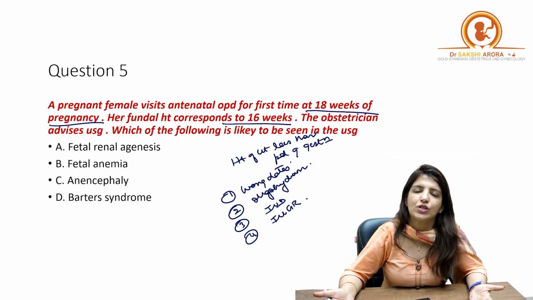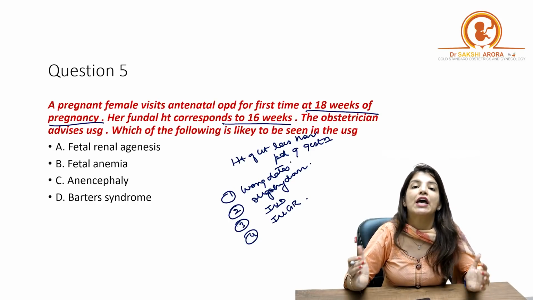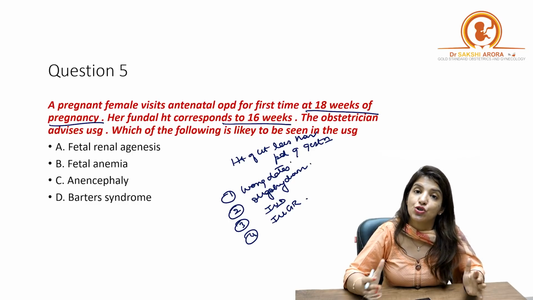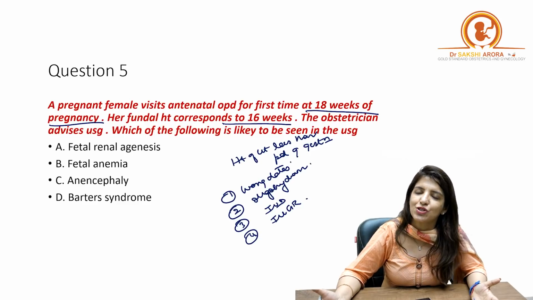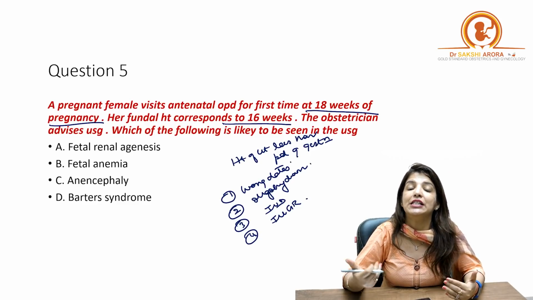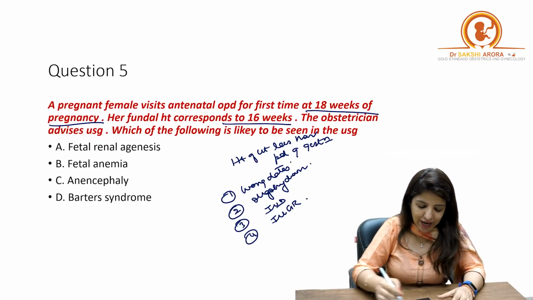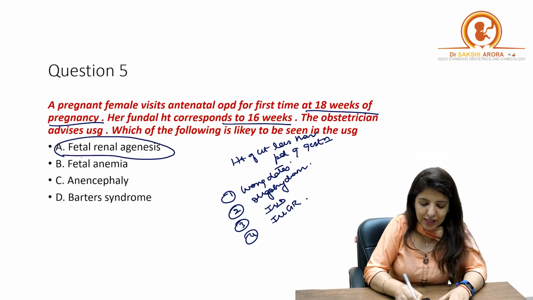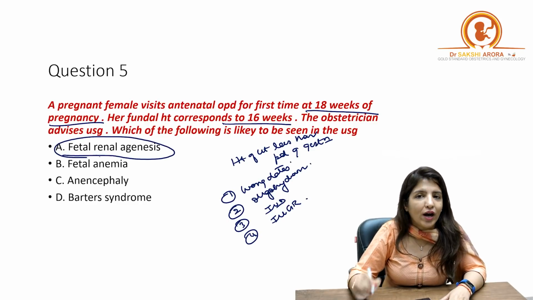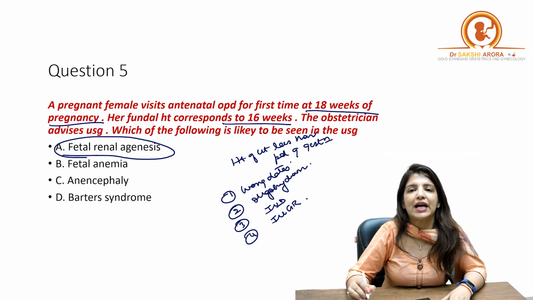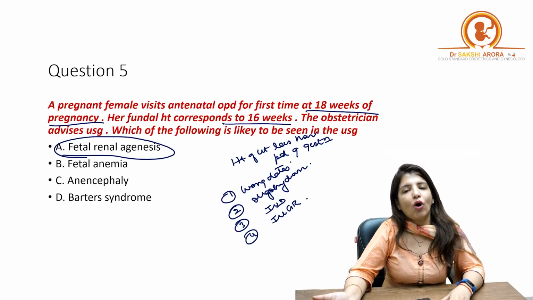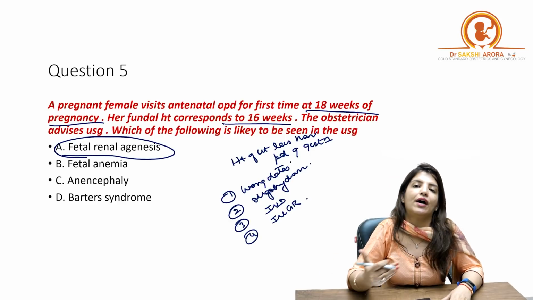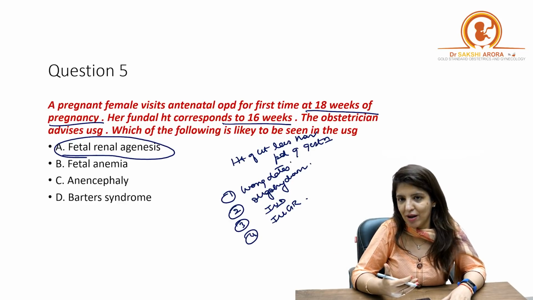The most common reason for oligohydramnios is if the fetus is producing less urine. And when will the fetus produce less urine? Fetus will produce less urine if there is a renal defect in the fetus. Right? So if there is fetal renal agenesis, on ultrasound, I am expecting fetal renal agenesis, because of which there is oliguria, and that oliguria is leading to oligohydramnios.